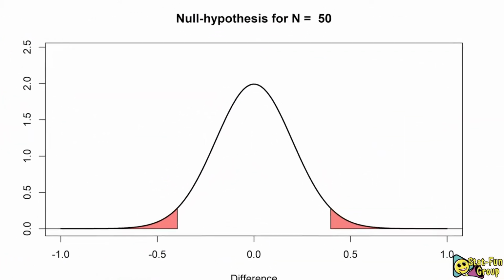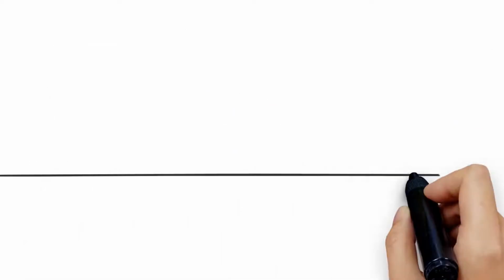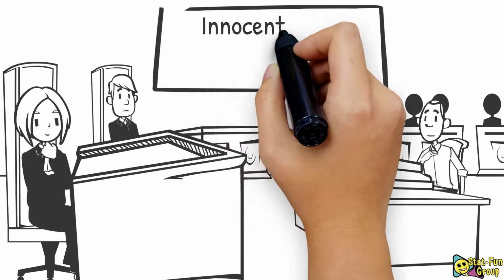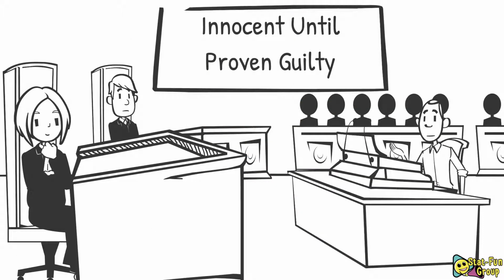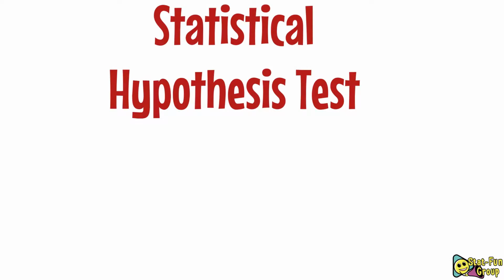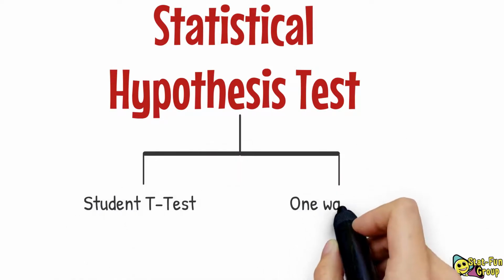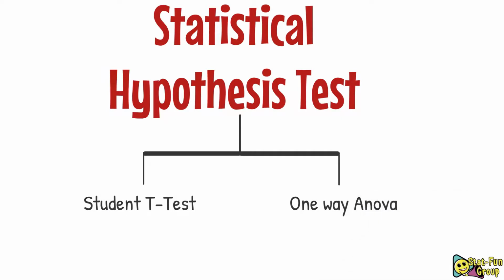This probability, or p-value, measures the strength of evidence against the null hypothesis. You can think of this as a court trial where the defendant is innocent until proven guilty. In this case, the defendant is the null hypothesis. The smaller the p-value, the stronger the evidence against the null hypothesis. To determine the p-value, scientists use what are known as statistical hypothesis tests. Common examples include the student t-test and a one-way ANOVA.